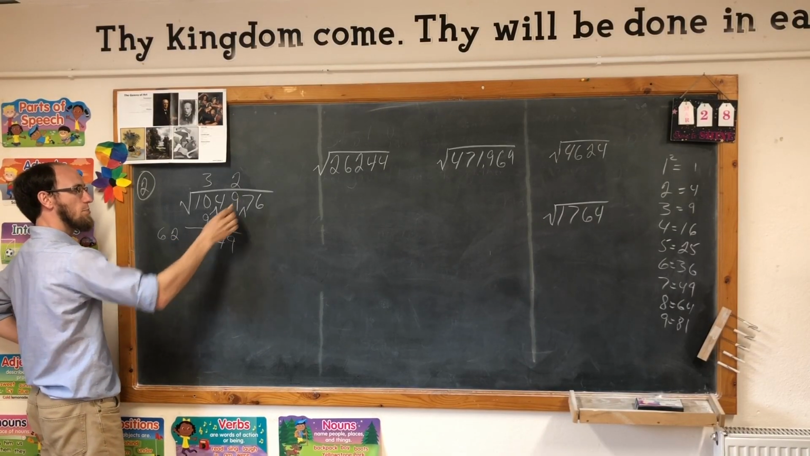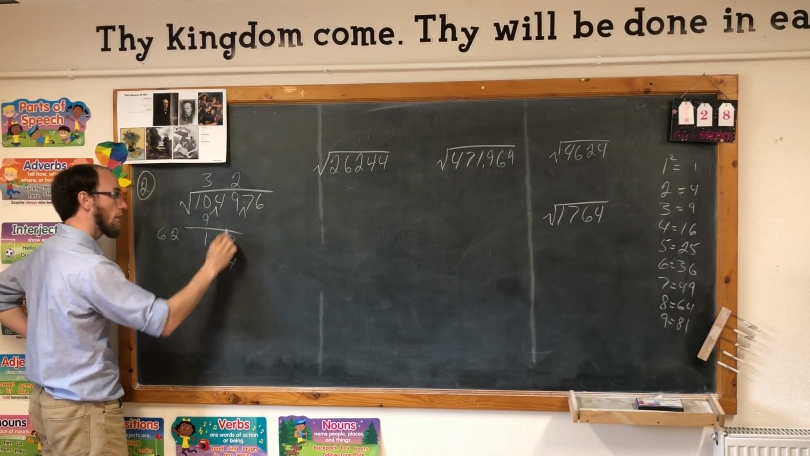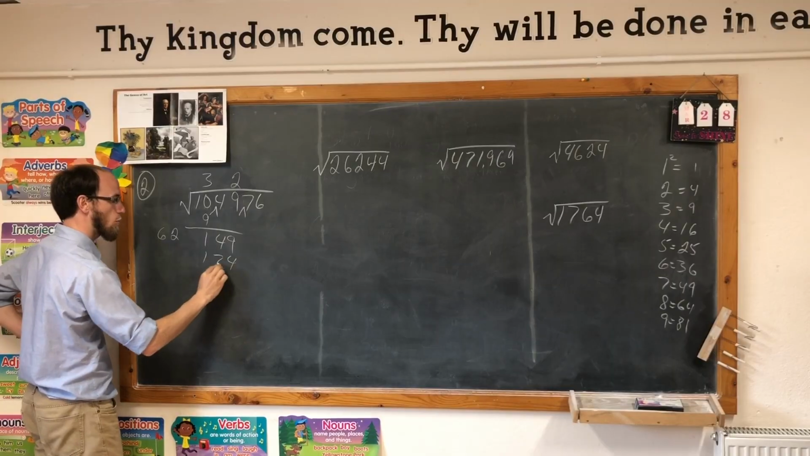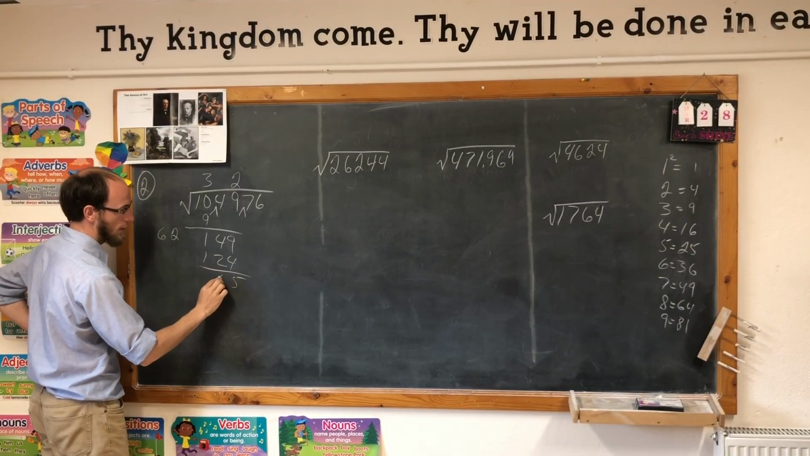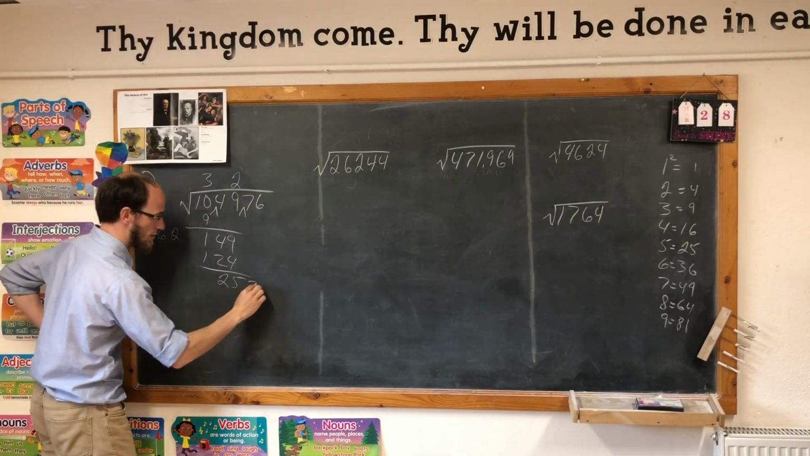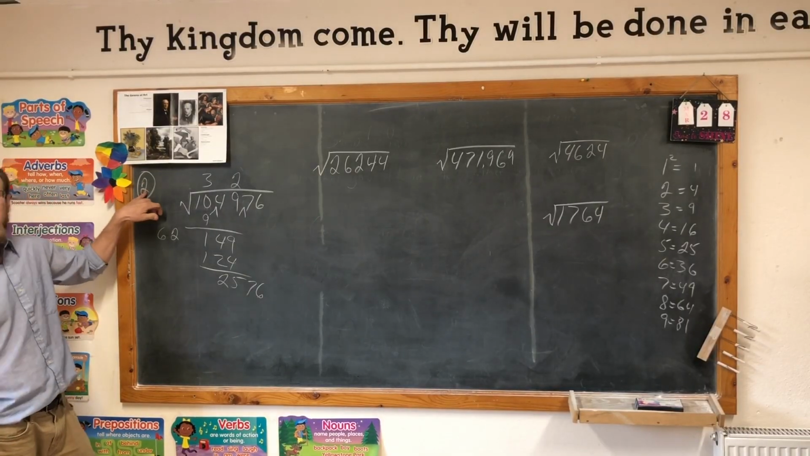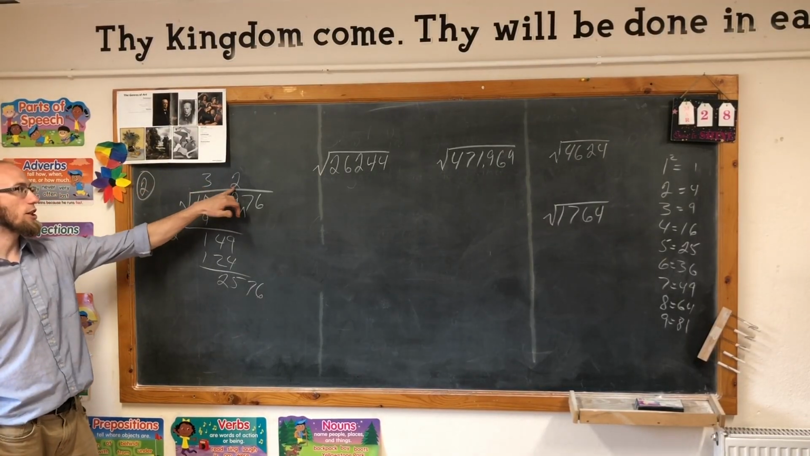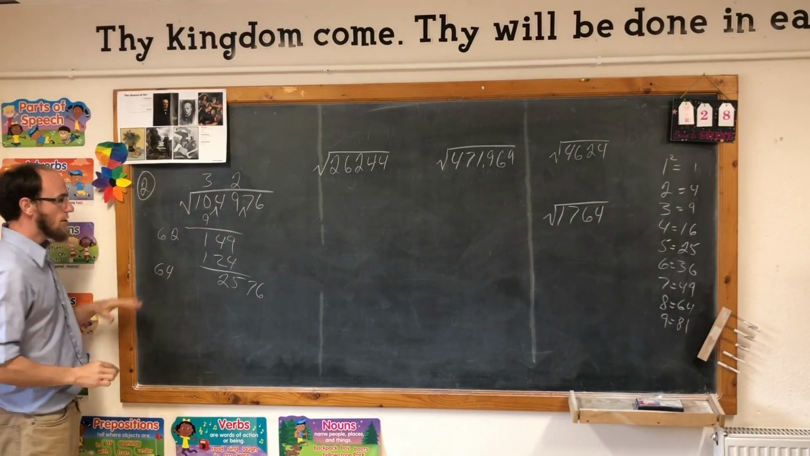Now, to get our number to subtract, we go 2 times 2 is 4, 2 times 6 is 12, so 124. 149 minus 124 is 25. Now, we'll bring down the 76. Once again, we have to play with our 2 and take the quotient: 32 times 2 is 64.